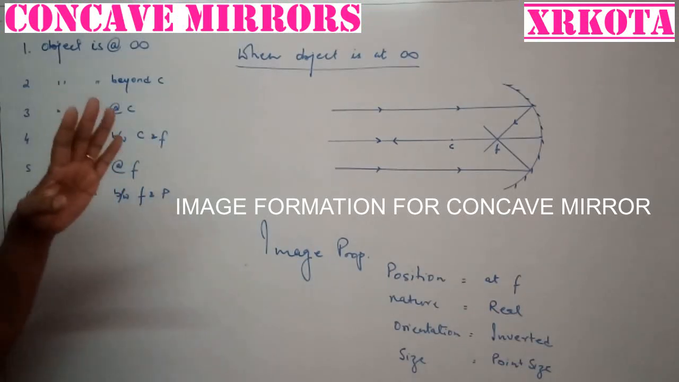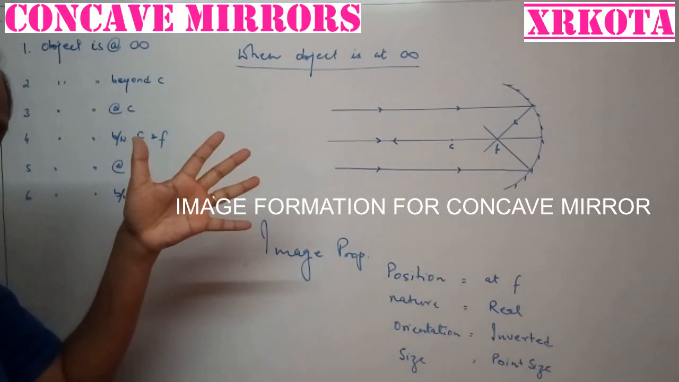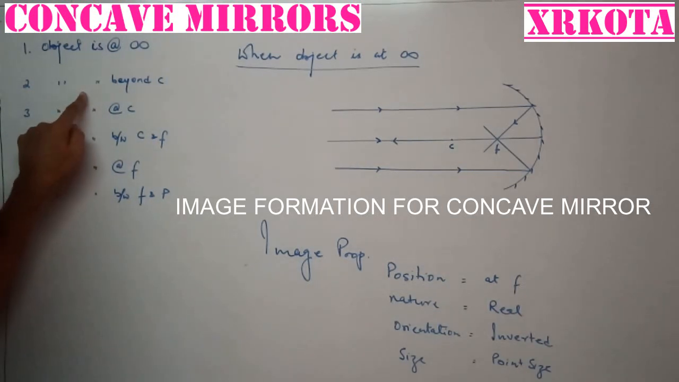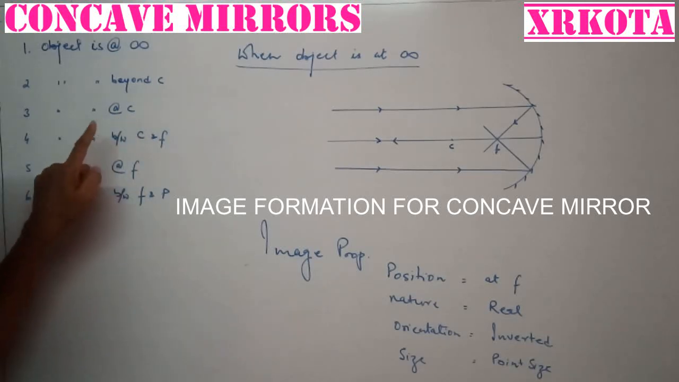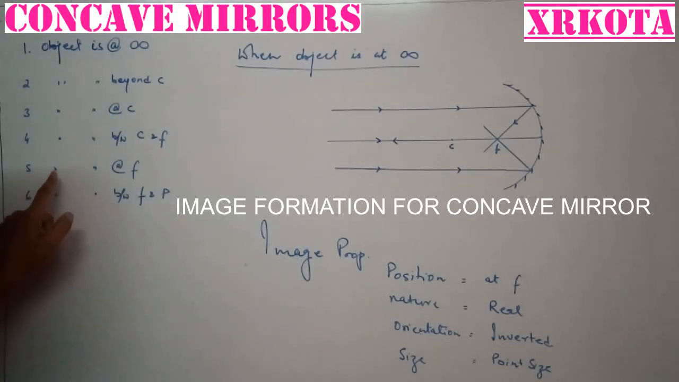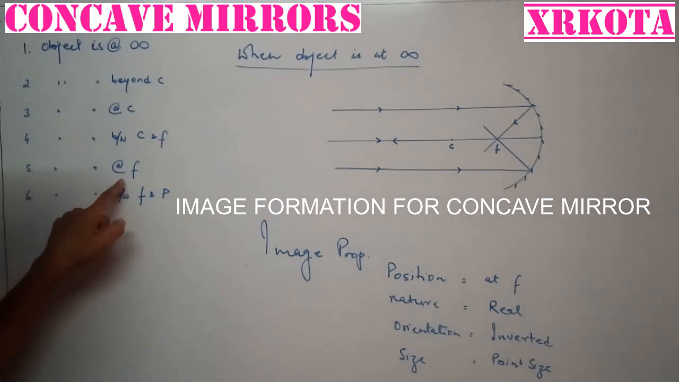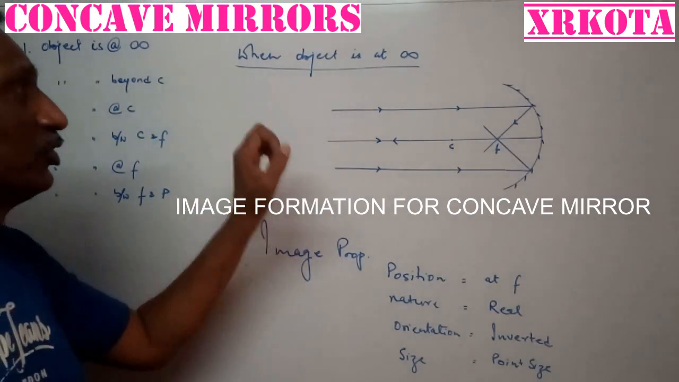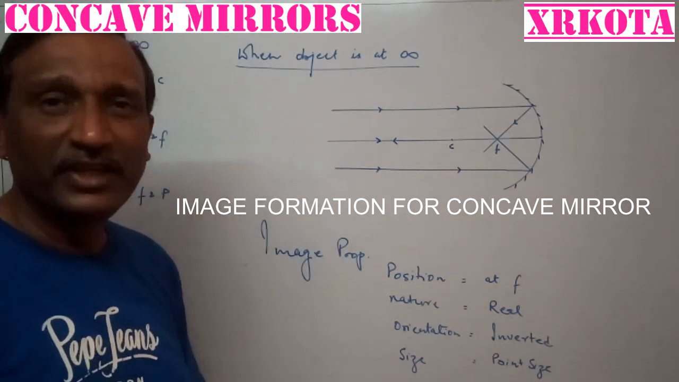Okay, we have to study different conditions: when the object is kept at infinity, when the object is kept beyond C, when the object is kept at C, when the object is kept between C and F, when the object is kept at F, and the last one is when it is kept between F and P. First we are going to study when the object is at infinity.